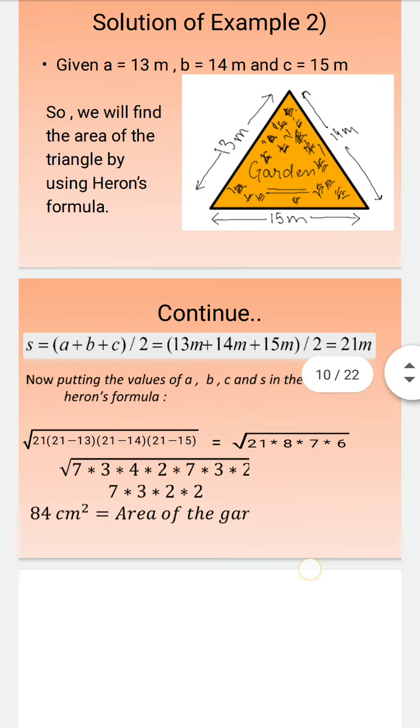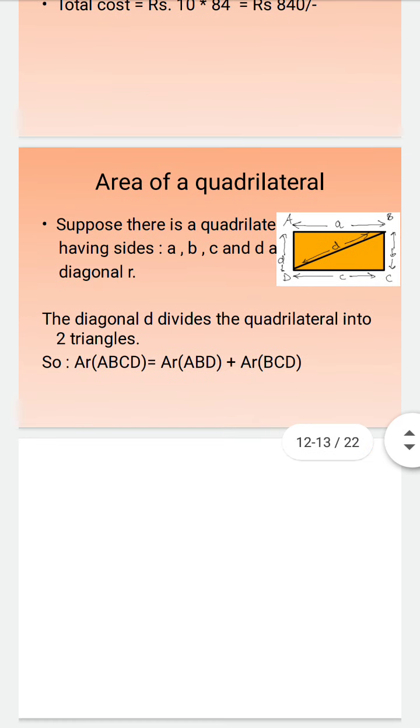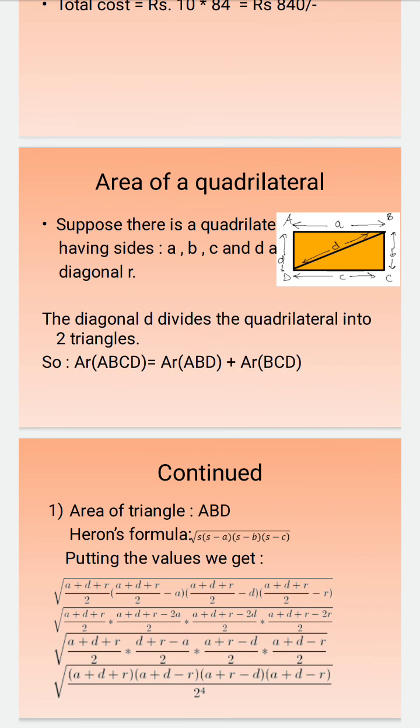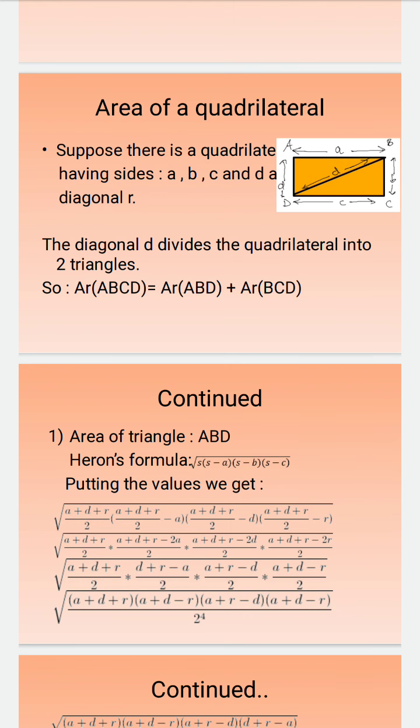Now we will see the application of Heron formula. By using Heron formula we can also calculate the area of a quadrilateral. Suppose there is a quadrilateral whose sides are A, B, C and D and a diagonal is given. Then we can calculate the area of the quadrilateral by dividing it into two triangles. Then we can easily apply Heron formula to these two triangles, and by adding them we can calculate the area of the quadrilateral easily.